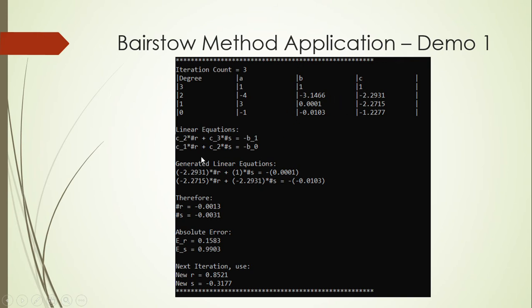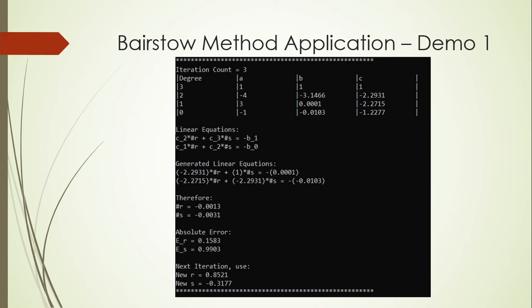We get a generated linear equation of -2.2931 times the new value of R plus 1 times the new value of S is equal to minus times 0.0001, and -2.2715 times the new value of R plus -2.2931 times the new value of S is equal to 0.0103. Therefore we get a new value of R equal to -0.0013, and the new value of S is equal to -0.0031.